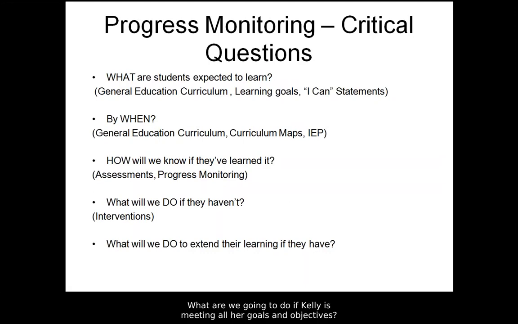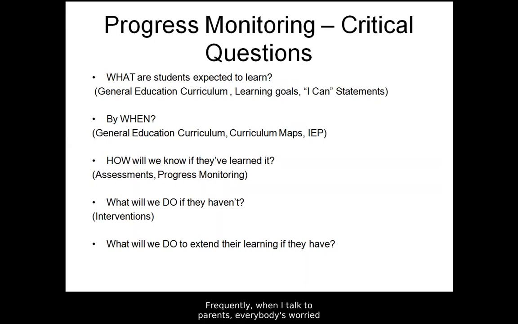What are we going to do if Kelly is meeting all her goals and objectives? And lastly, what do we do to extend their learning if they have met their objectives? Rarely do IEP teams say, well, Kelly met all our objectives in December and we're not going to do any more. But if we have good data, if we're monitoring progress well, and she does meet her goals and objectives, we'll know what to do to extend that learning. What is it that Kelly needs to do next? What does she need to do within the general education curriculum? What does she need to do within her IEP goals? So these are questions that help with those conversations.